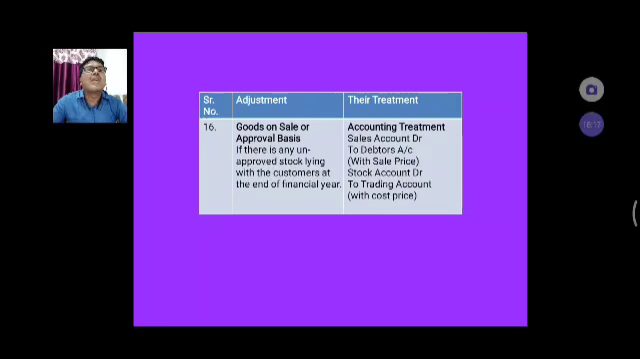Number 16, goods on sale or approval basis. If there is any unapproved stock lying with the customers at the end of the financial year, that means goods on sale or approval basis. The treatment: sales account debit to debtors account with sale price, and stock account debit to trading account with cost price.